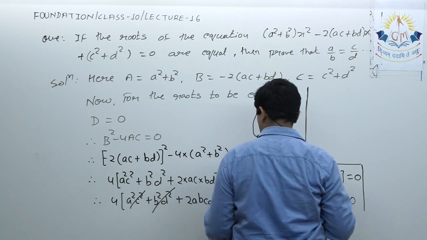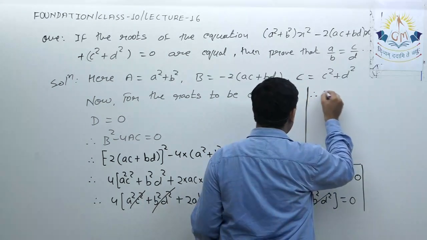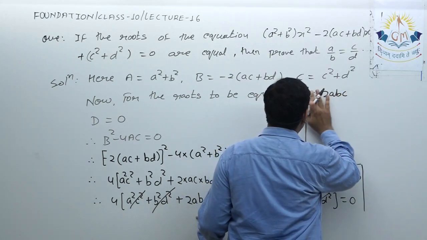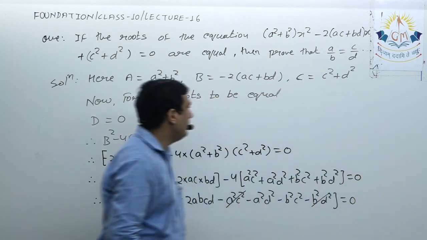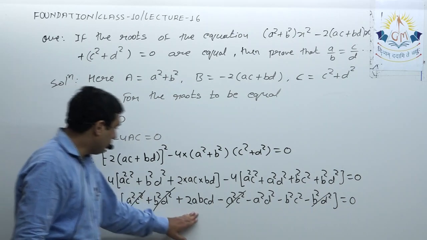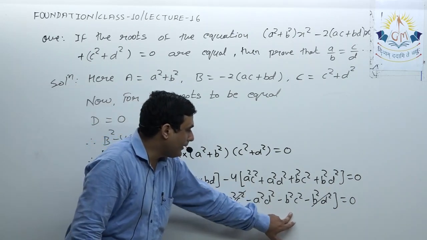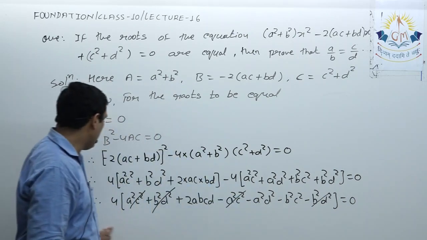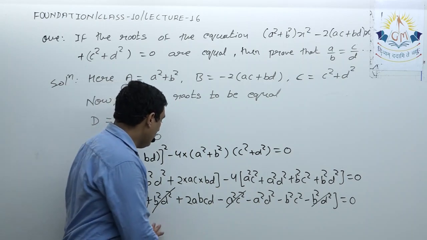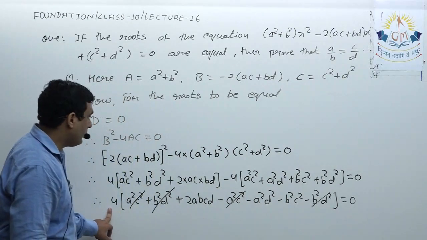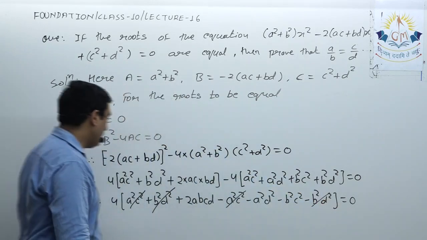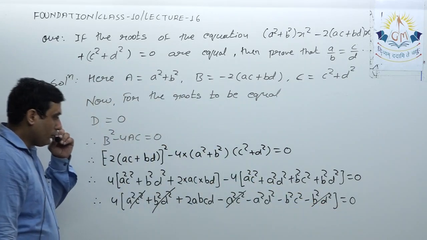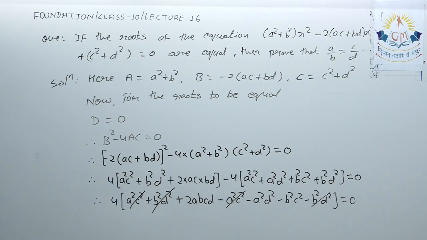That is 2abcd. Better to note it down up to this point, then I will give you the remaining solution. 2abcd minus a square d square minus b square c square. These 4 are left over here, everything else will cancel out each other, and this 4 will cancel out because on the other side it is 0 upon 4, so this will become 0. So note it down up to this point.